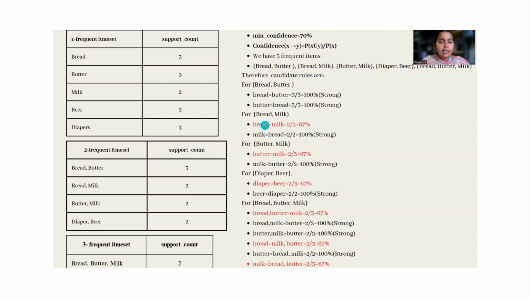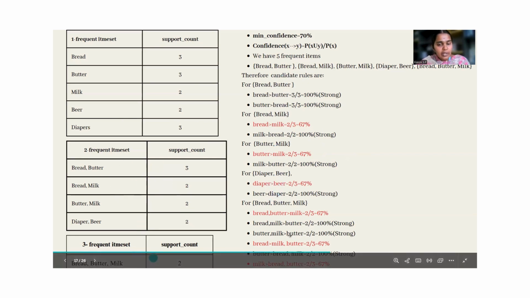When taking bread and milk into account, the union of bread and milk is 2, whereas the possibility of buying bread alone is 3. So 2 by 3 is 67%. So their relationship seems to be not that strong, right? Close to strong, but they are not strong actually. So the possibility of buying bread and again buying milk is just nominal, 67%. Whereas on buying milk, the customer tends to buy bread, which falls on the stronger end. So it is 100%. In this way, we have to identify the confidence for all the 2 frequent item sets.